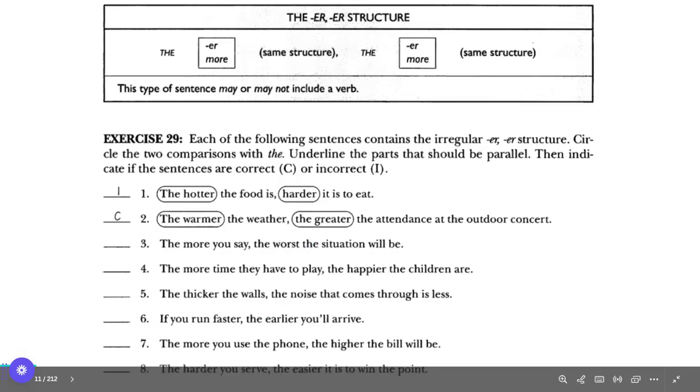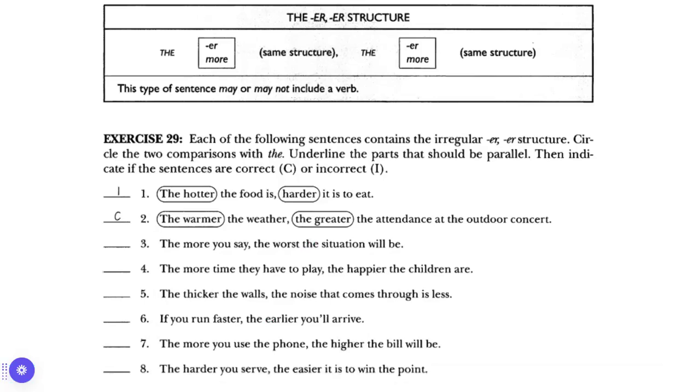Number 7, correct. The more you use the phone, the higher the bill will be. Number 8, the harder you serve, the easier it is to win. Correct. This is a balanced sentence.